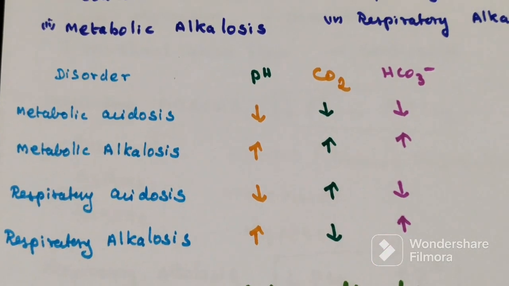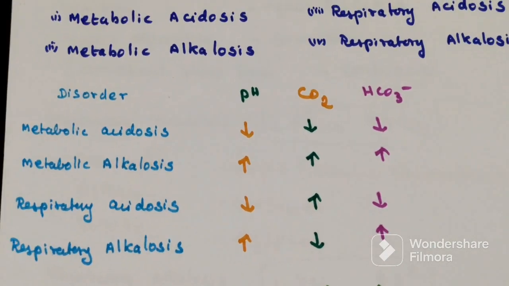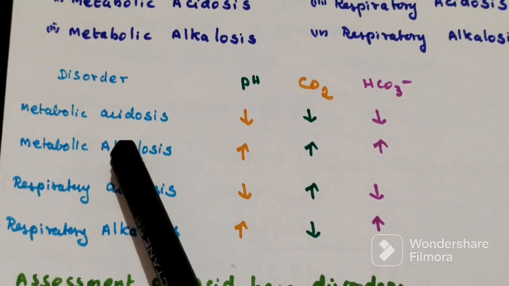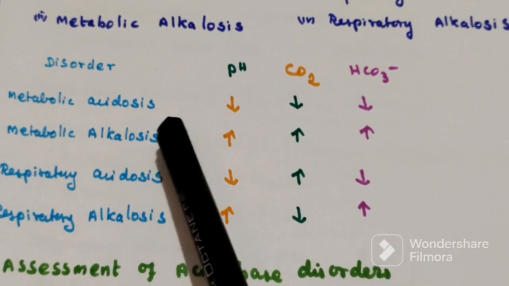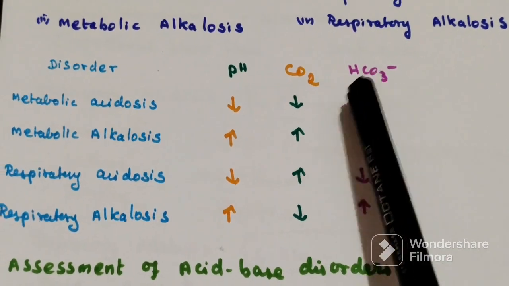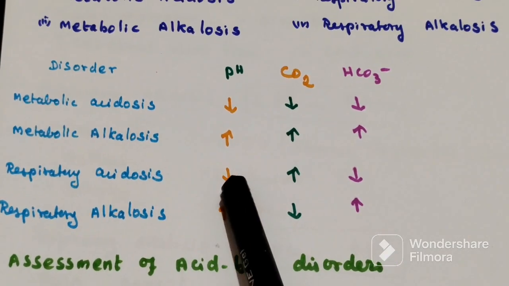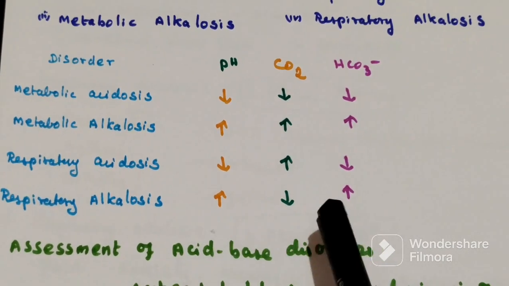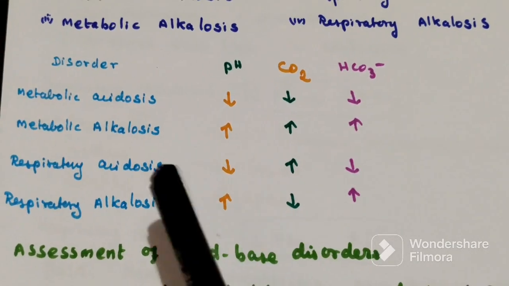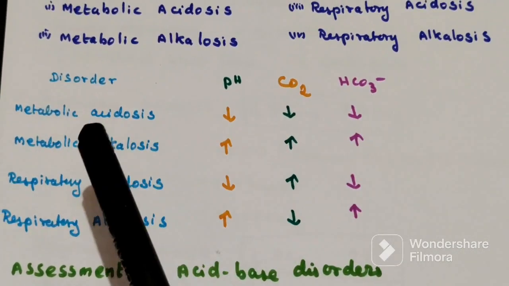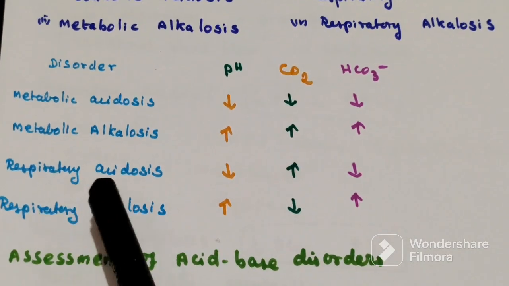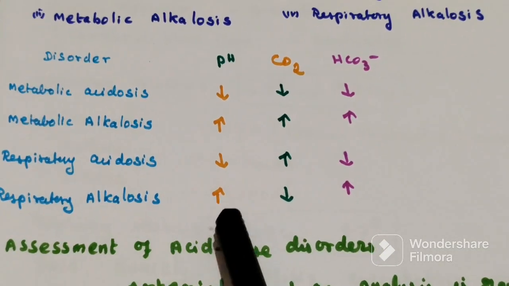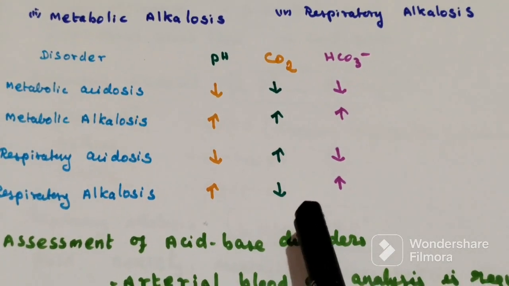What are the disorders? Metabolic acidosis means pH, carbon dioxide and bicarbonate levels all three decrease. Metabolic alkalosis means pH, carbon dioxide and bicarbonate all three levels increase. Respiratory acidosis means pH and bicarbonate levels decrease, carbon dioxide level increases. Respiratory alkalosis means pH and bicarbonate levels increase, carbon dioxide level decreases.